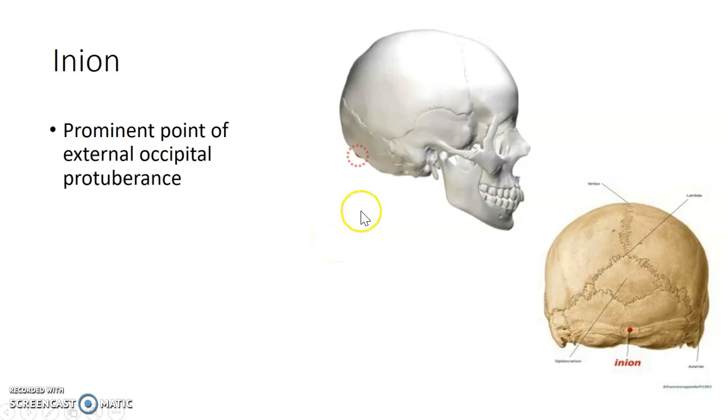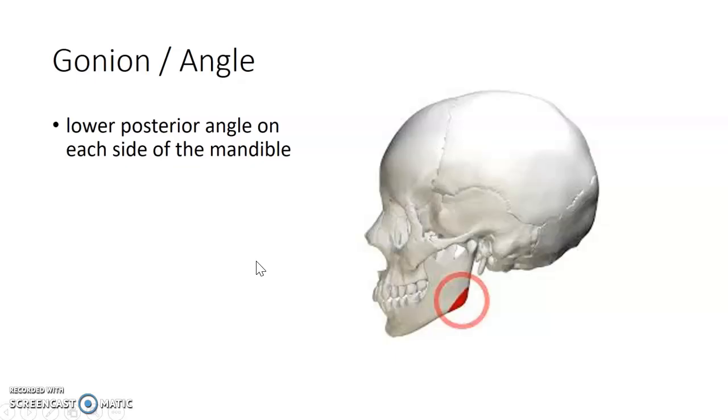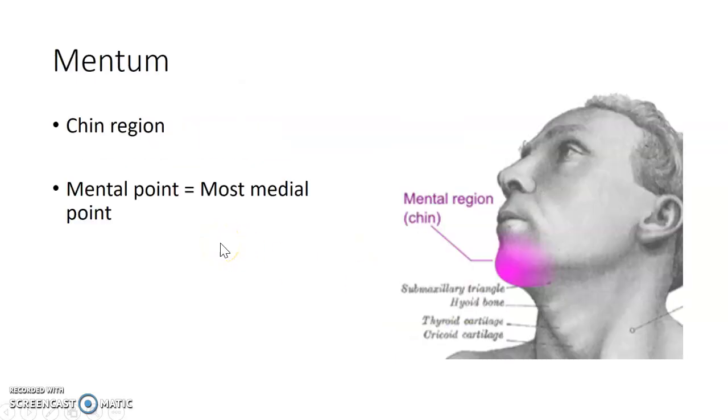The inion, that's this one here in the back. Okay, right in this location, a prominent point that you can palpate. Gonion, or angle, right, is right here on the mandible. Mentum. So the mental region is your chin. The mentum is the most medial point of the chin.